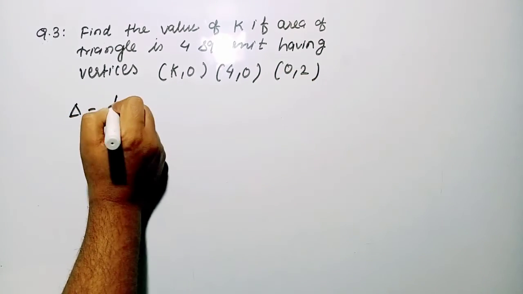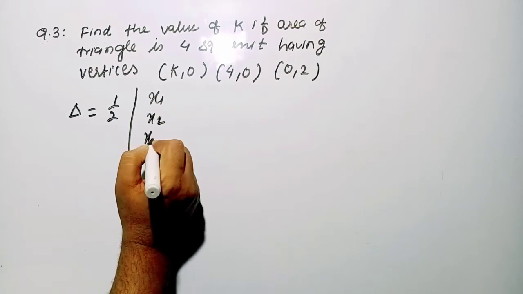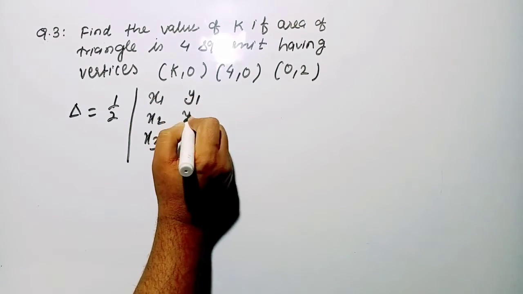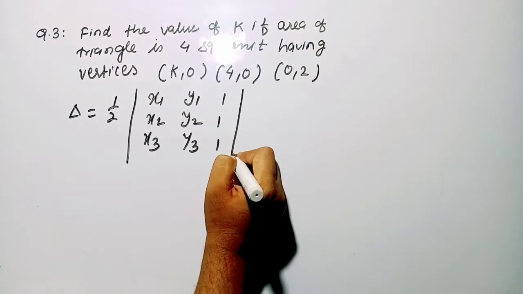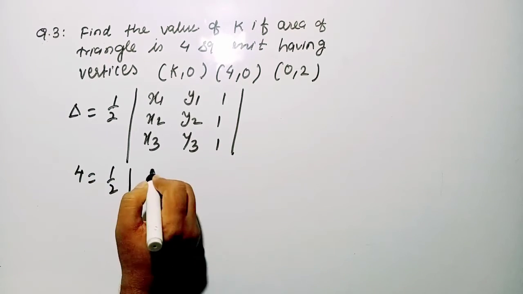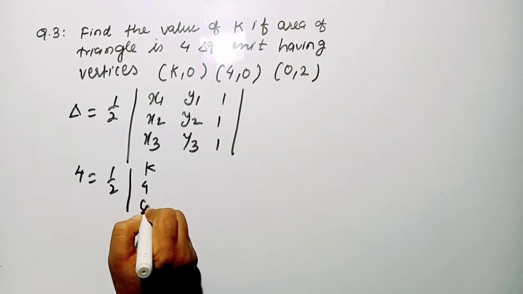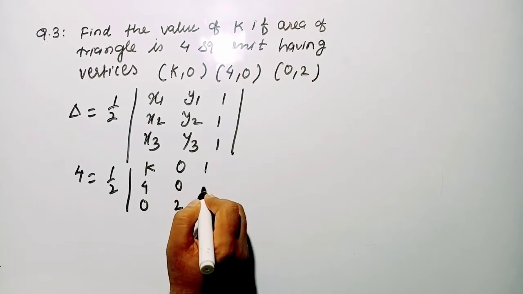Okay, so the area of the triangle, we know the formula, 1 by 2 determinant, x1 x2 x3 in the first column, second column y1 y2 y3, in the third column 1 1 1, right? Now we just have to substitute the values. The area of the triangle is 4, 1 by 2 determinant, x1 x2 x3 is k 4 0 and y1 y2 y3 is 0 0 2, and 1 1 1.